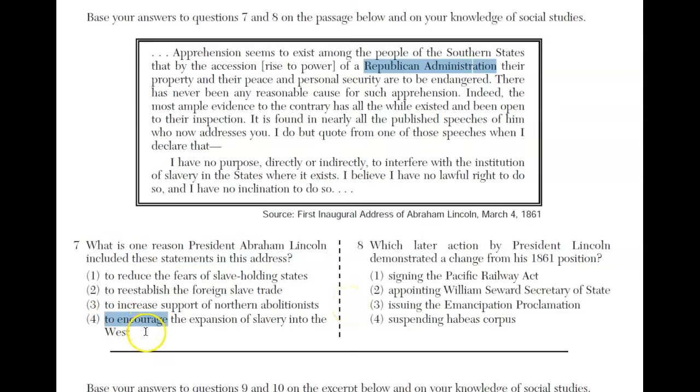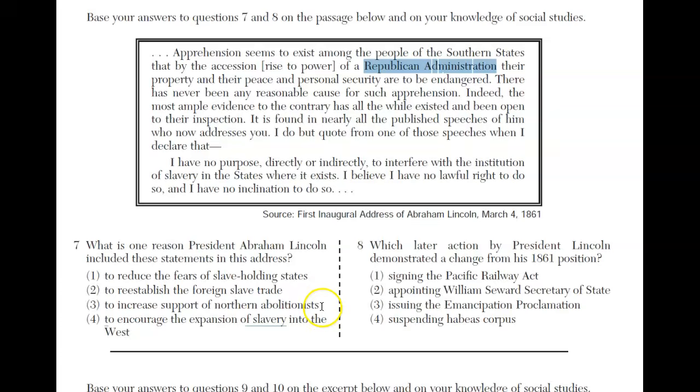To encourage expansion of slavery in the West? No, he was exactly against that. His policy of free soil was the opposite of that. To increase support of Northern abolitionists? No, Northern abolitionists were a little uncomfortable with Lincoln. They wanted a more radical guy. They wanted a guy who would actually go after slavery in southern states, and Lincoln kept saying he wouldn't. So they would have been happier with somebody else, but at least he wasn't pro-slavery, so to speak, so they kind of lived with him.